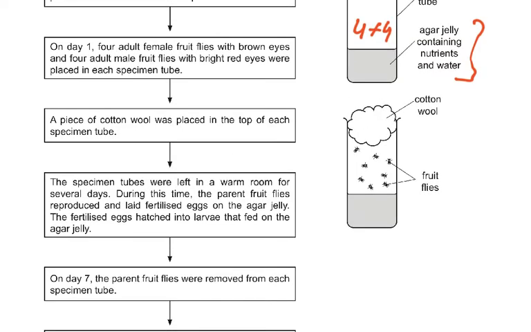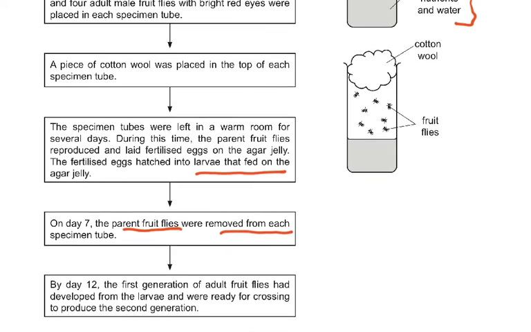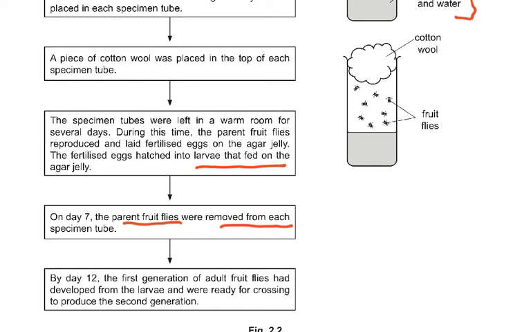On day 7, the parent fruit flies were removed from each specimen tube, because by now they were larvae that fed on the agar jelly. The larvae still have to become the adults. By day 18, the first generation of adult fruit flies had developed from the larvae and were ready for crossing to produce the second generation.